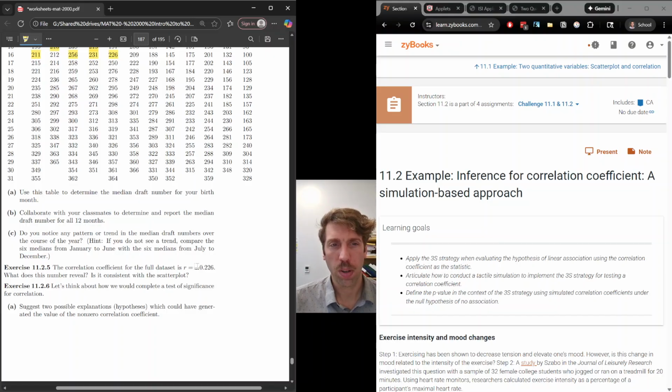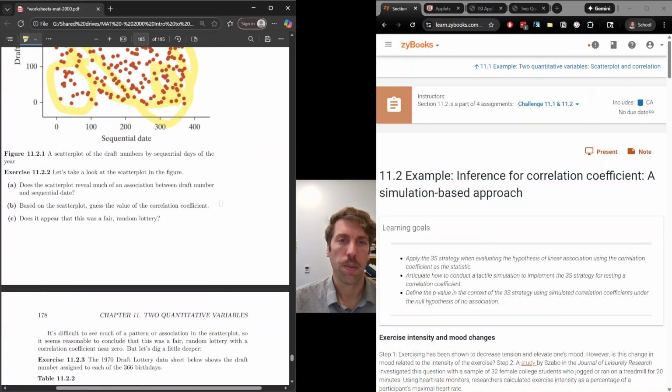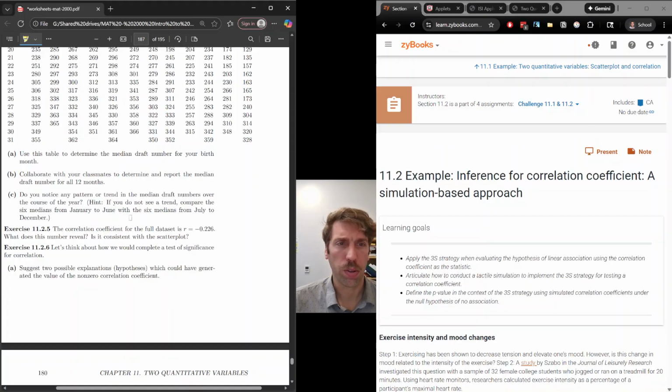What does this number reveal? Is it consistent with the scatter plot? So negative 0.226. It's hard to see it here, but notice how the numbers are clustered around here and clustered around here, and they're more open there and more open there. And so you've got this broad trend this way. Use a full sentence or two to answer that question.